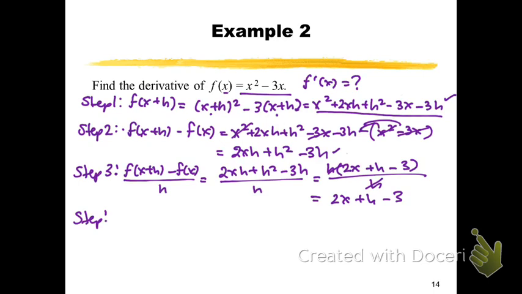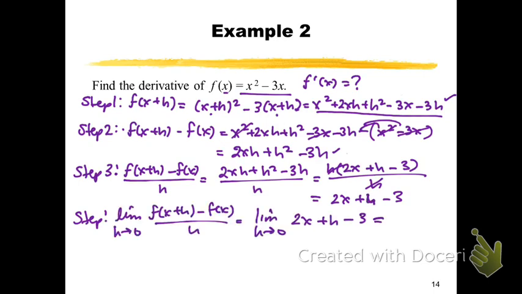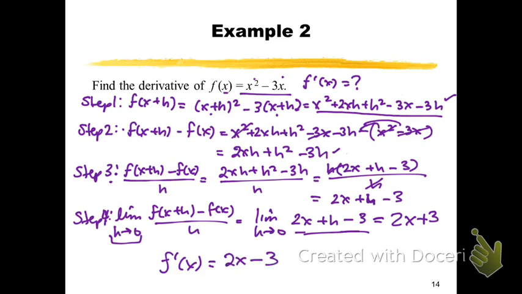And step 4 says I want to take the limit of that difference quotient we have in step 3. So that's the limit of this new term here, 2x plus h minus 3. We can just plug in h equals 0, and I'm left with 2x minus 3. So what does this tell me? This says that the derivative of x squared minus 3x is 2x minus 3. Sorry, guys, let me erase this. That's a minus right there, 3.